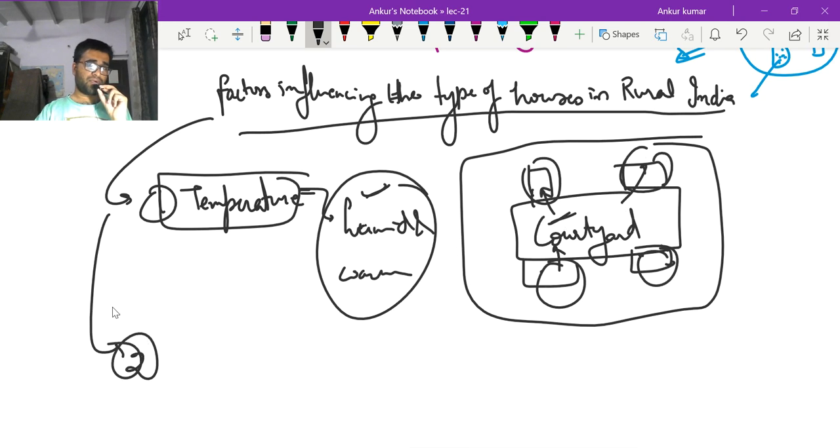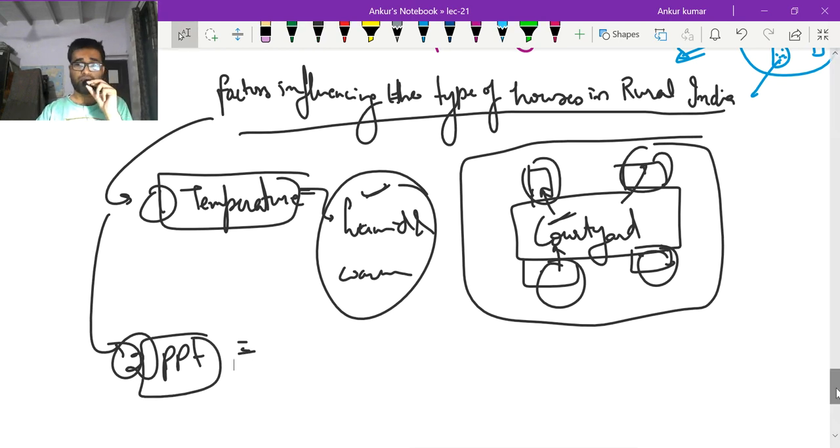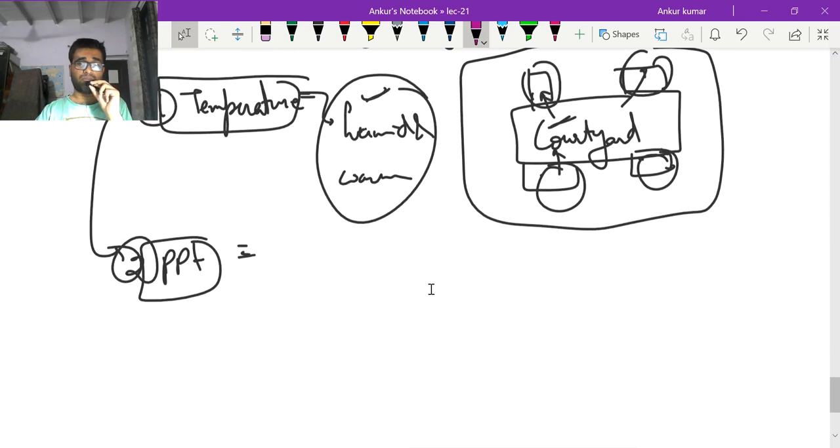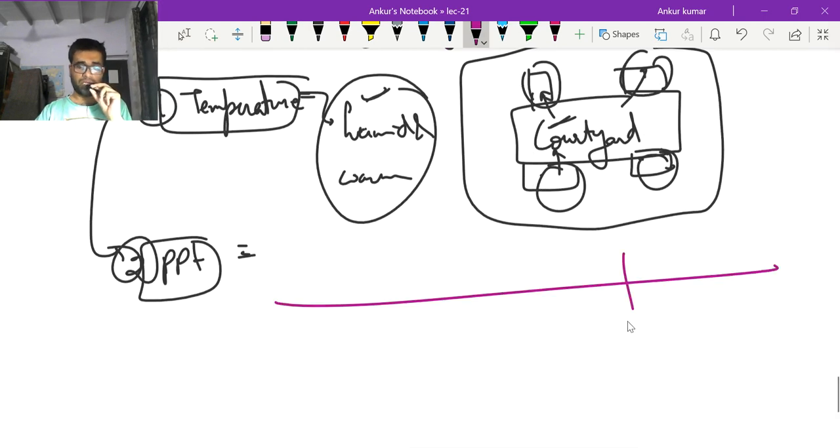The second factor that influences the type of rural settlement is the precipitation, rainfall. Now, how does precipitation influence which kind of house emerges in which region? For example, if you see the pattern of rainfall in India, let us say this is 200 centimeter, this is 100 centimeter, this is 50 centimeter and this is 25 centimeter.